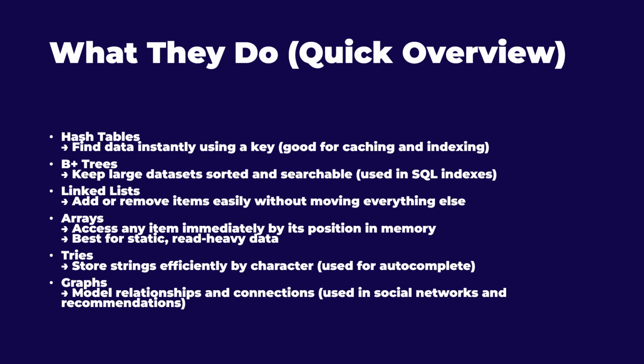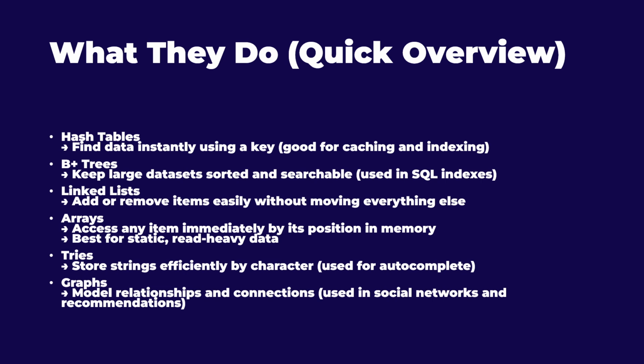Hash tables help the database find data instantly by using a key, kind of like looking something up in a labeled folder. They're used in caches and indexes. B-plus trees keep big collections of data sorted and easy to search. They're what make your SQL queries so fast. Linked lists make it easy to add or remove things without having to move everything else. They're useful when things change a lot.